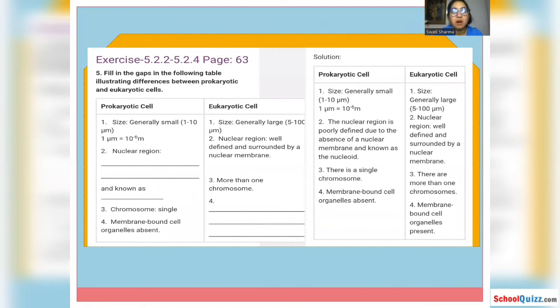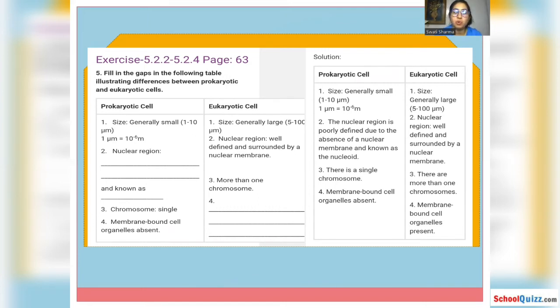Next, we have to fill in the difference between the prokaryotic cell and the eukaryotic cell. So here you can see the size is generally small for the prokaryotic cell, that is 1 to 10 micrometer, and 1 micrometer is nearly equal to 10 to the power minus 6 meter. If we talk about the eukaryotic cell, the size is 5 to 10 micrometer. Okay, so it is from 1 to 10, and for eukaryotes the range starts from 5 to 10.